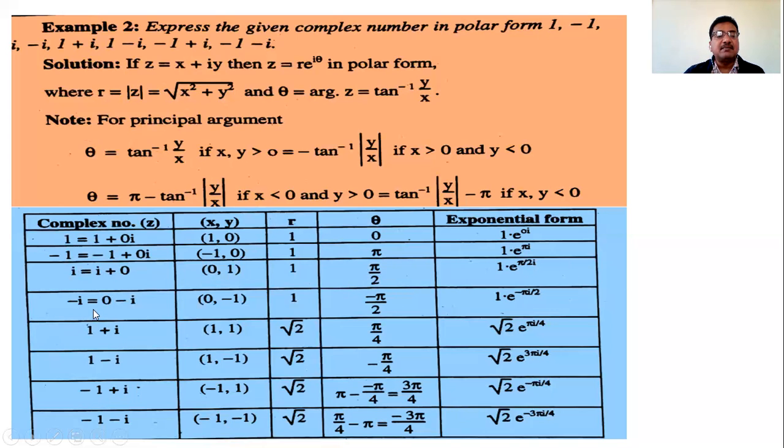Then minus i. Minus i is the number 0 minus 1i, that is 0 plus minus 1i. So 0 is the real part and minus 1 is the imaginary part. 1 is its modulus. Its argument, the principal argument of this number, is what? The x part is non-negative, 0, and the y part is negative. So y is negative and x is non-negative, so use this formula.